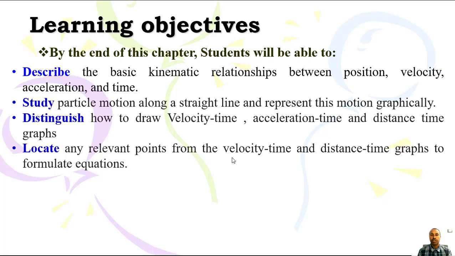Before I go to the detail of kinematics of particles, let me speak a few points on learning objectives. By the end of this chapter, students will be able to describe the basic kinematic relationships between position, velocity, and acceleration in time, and also you will be able to study particle motion along a straight line and represent this motion graphically. So we will see acceleration versus time curve and distance versus time curve from velocity time curve.